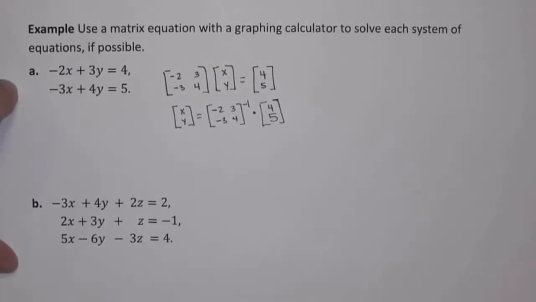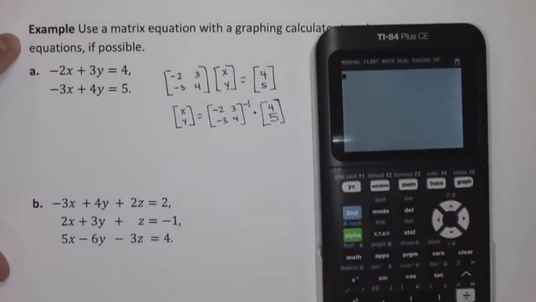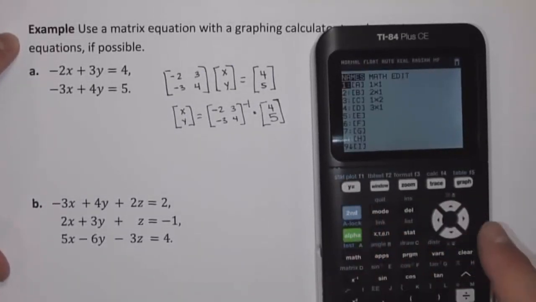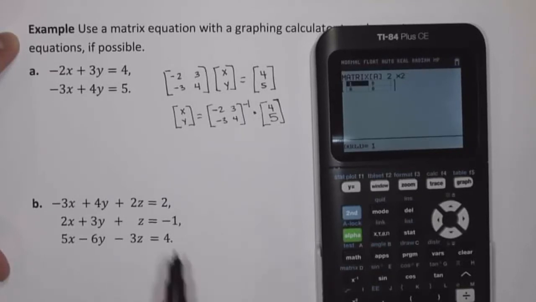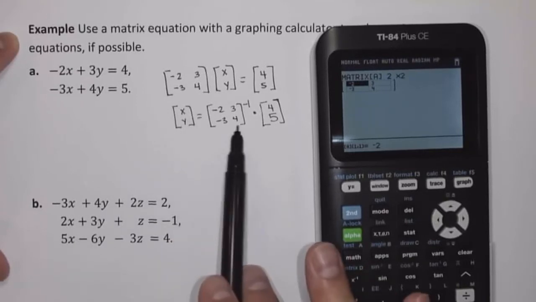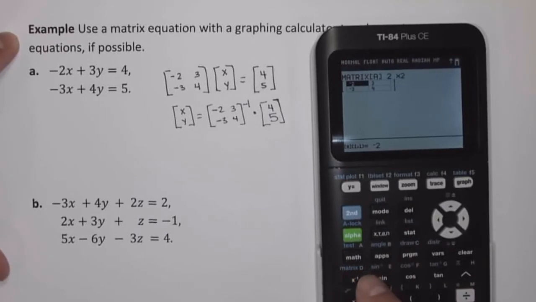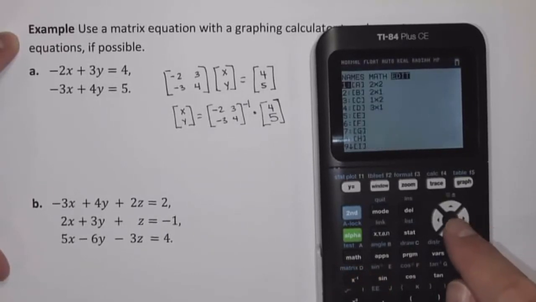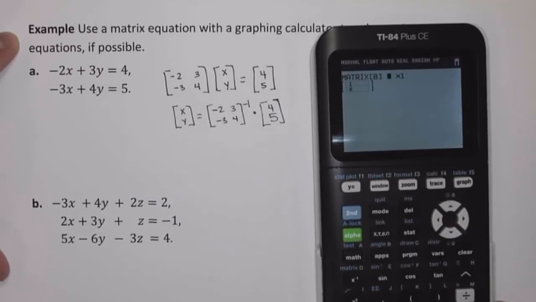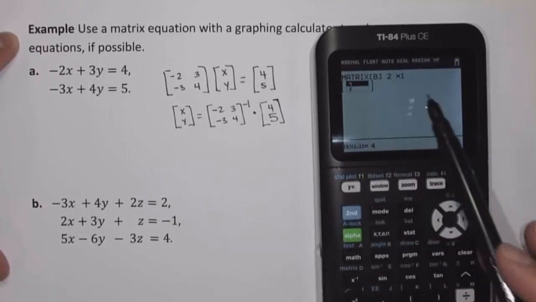So if I bring in my calculator, I'm going to go to second and matrix, and I'm going to enter my coefficient matrix into matrix A. That is a 2 by 2 matrix in this case, and the entries are -2, 3, -3, 4. So I've entered my coefficient matrix, the matrix that I'm going to find the inverse of, into my calculator. Now I'm also going to enter in matrix B. So edit matrix B. Matrix B is a 2 by 1 matrix, and its entries are 4 and 5. So I have matrix B in my calculator.